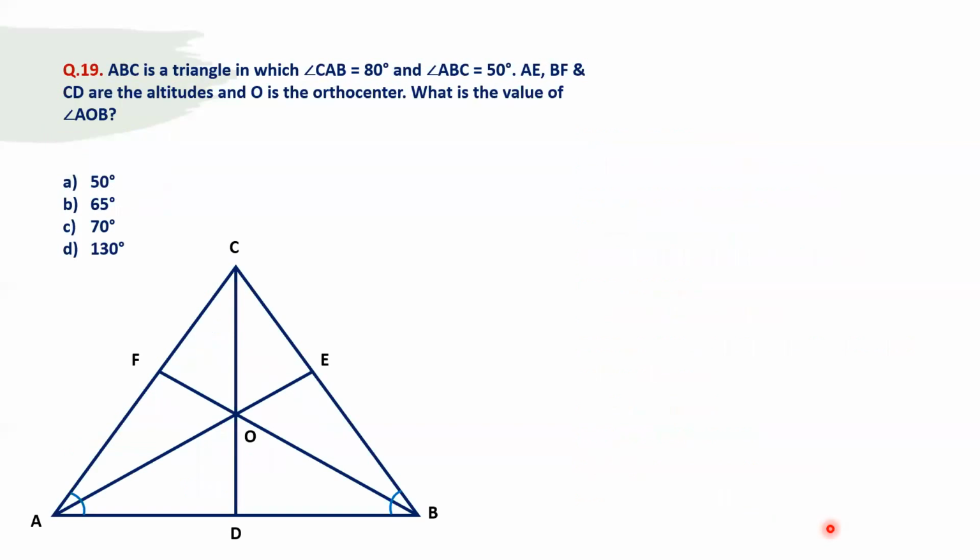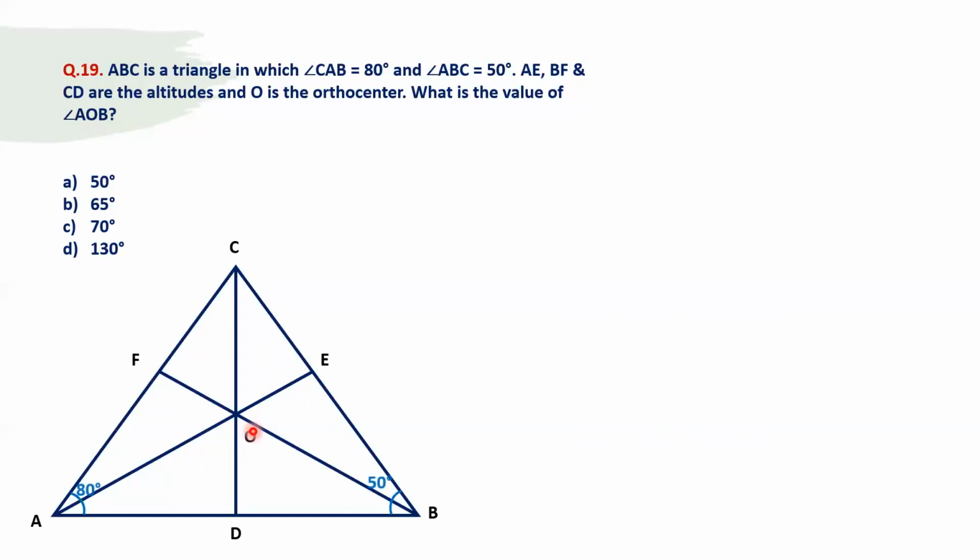Now the next question: ABC is a triangle in which CAB is 80 degrees. So CAB is 80 degrees, and ABC is equal to 50 degrees. AE, BF and CD are the altitudes, and O is the orthocenter. What is the value of AOB? This is what we have to find out.